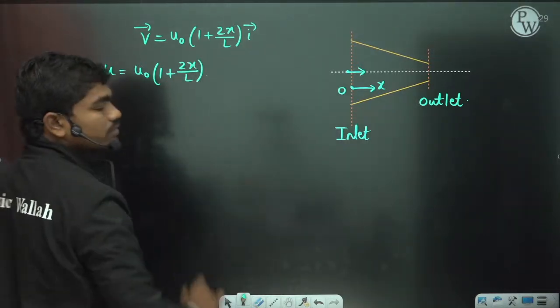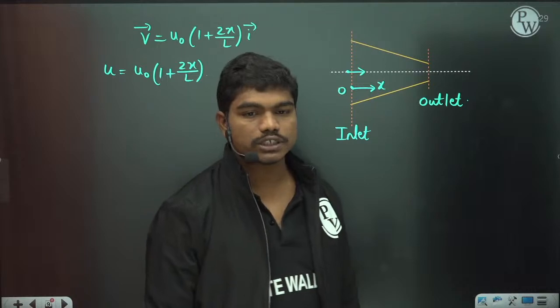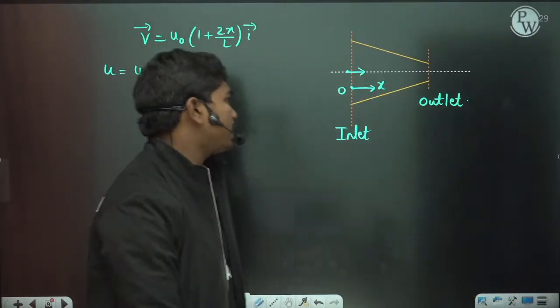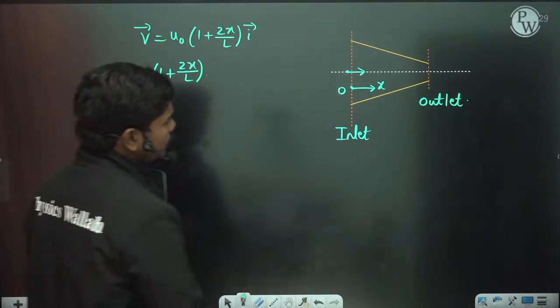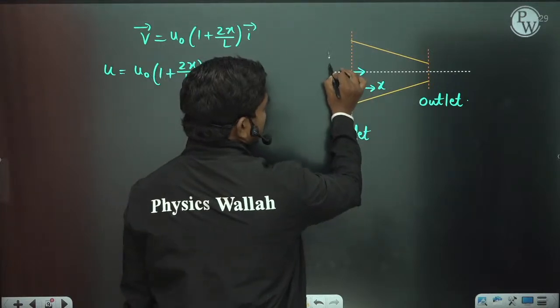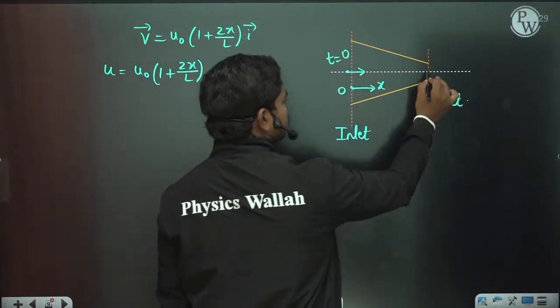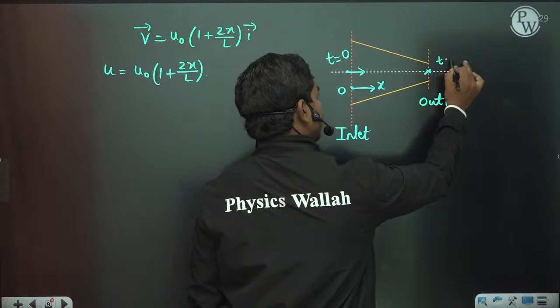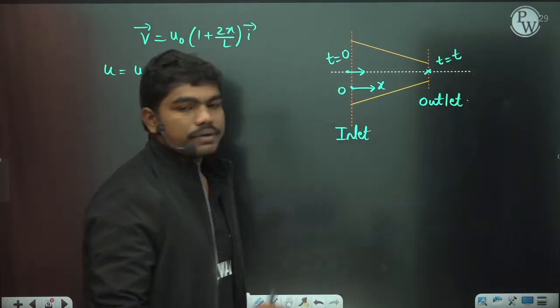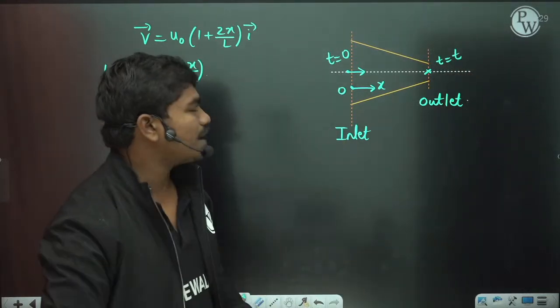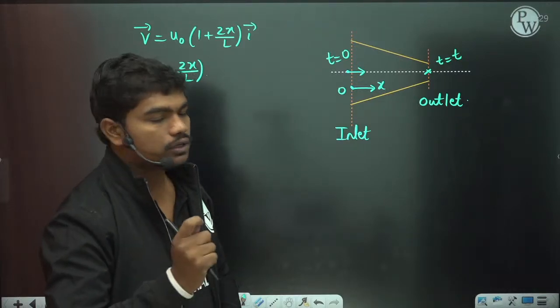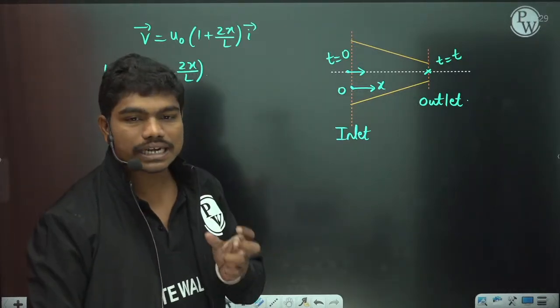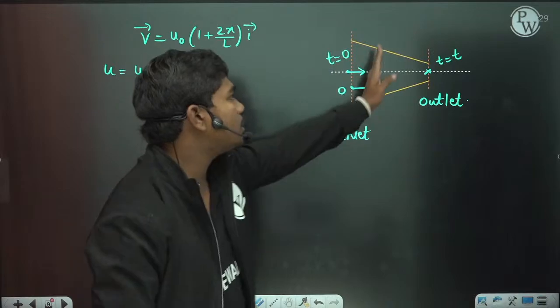So you have this velocity profile: u is equal to U naught times (1 plus 2x by L). Now the particle is starting at this location at the inlet, so let us suppose time t is equal to 0. The particle reaches here at time t is equal to t. Within time t, the particle reached that location, from time t equal to 0 to time t equal to t. So they are asking what is the time, if this is the velocity at any given location.